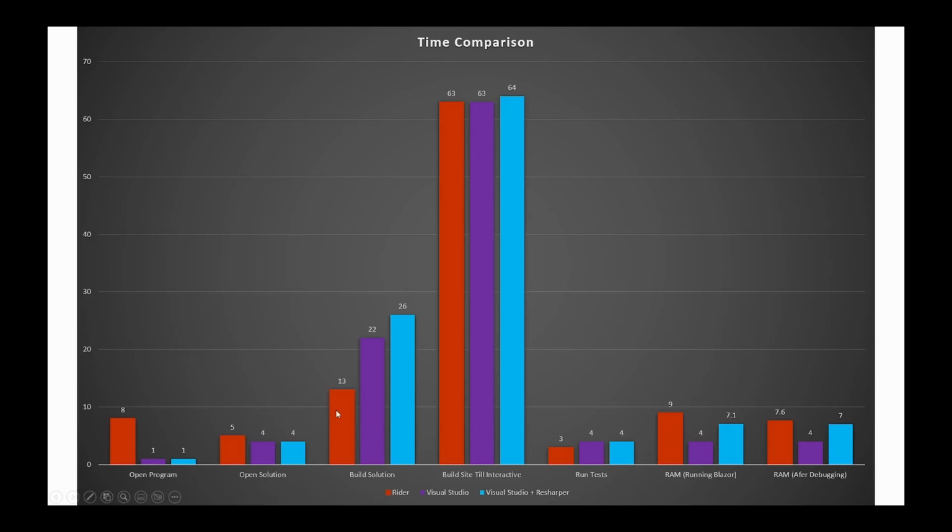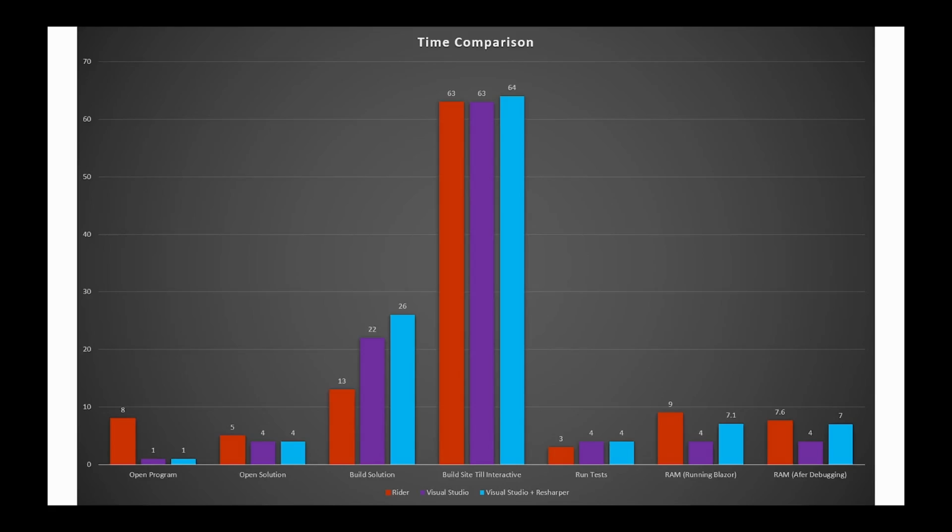So if you can see here running it, to be fair, it's a really big Blazor solution, but it takes 9 gigabytes of RAM versus Visual Studio. It kind of stayed at 4. And then after debugging, Visual Studio still stayed at 4 and Rider stayed at 7.6.